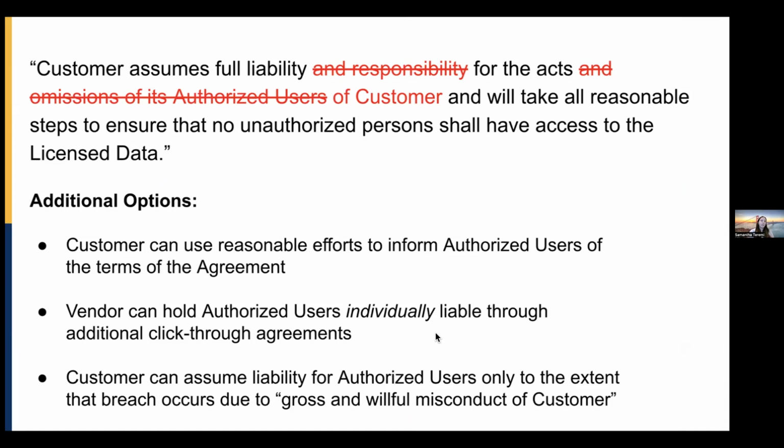And the individual authorized user would have to decide whether they want to take on that liability for their own use, as the university isn't involved in that, even though we're securing the data for them. And then lastly, if we hit all roadblocks possible, we have agreed to assume liability for authorized users only to the extent that a breach occurs due to the university's own gross and willful misconduct.